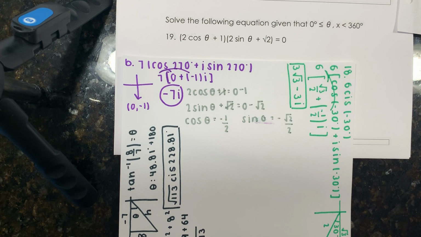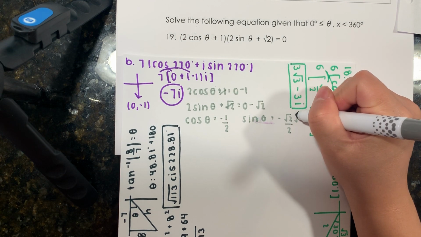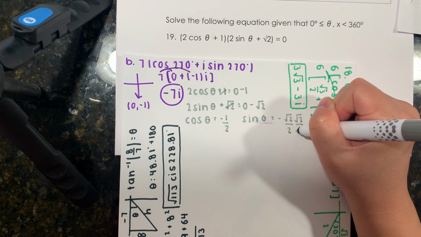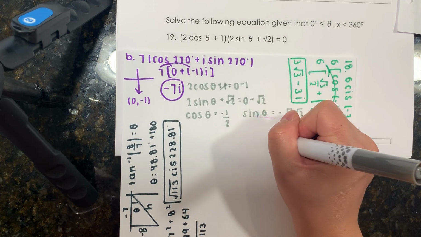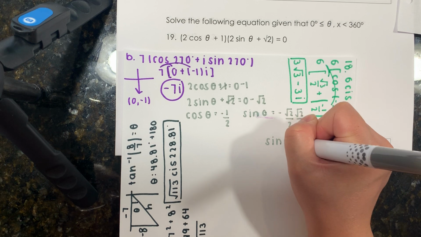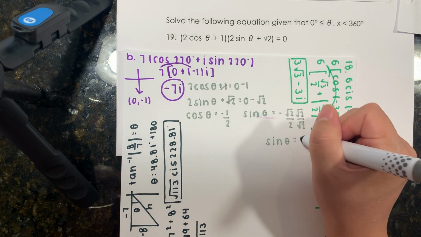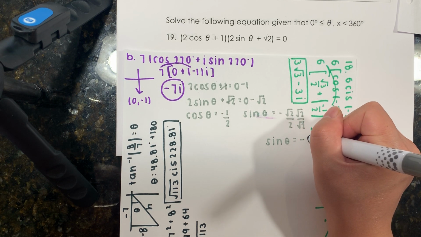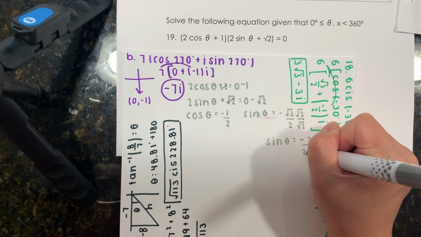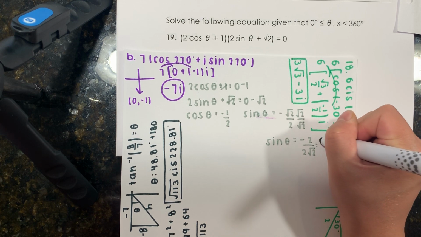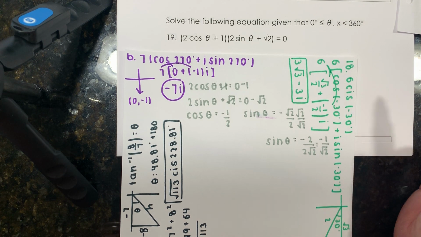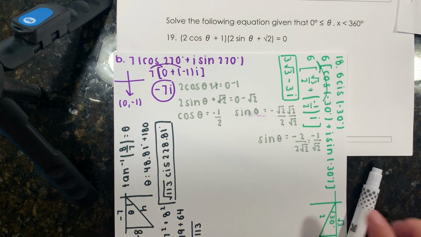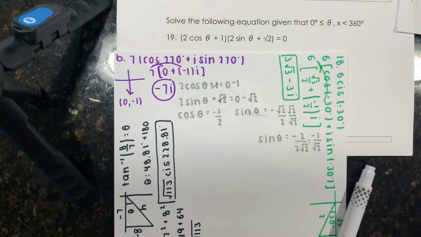So what I need to do is I need to move that square root of 2 down to the denominator. By doing that, I would multiply top and bottom by the square root of 2. So really I end up with sine theta is equal to -2/2√2, which would simplify to -1/√2. Which is a reference triangle. So anytime you see that, you do need to move that square root down to the denominator if it's not a reference triangle.